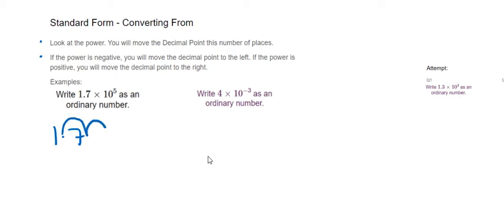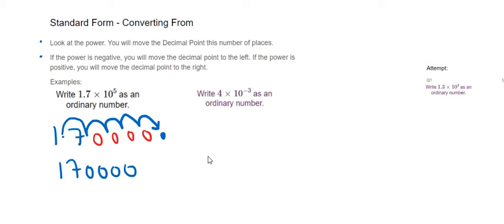So I'm going to move it 1, 2, 3, 4, and then my decimal point ends up here. And in the places where I've jumped, I'm just putting in zeros. So my final answer would be 17, and then 1, 2, 3, 4 zeros. So 170,000. So 170,000 is 1.7 times 10 to the power of 5.